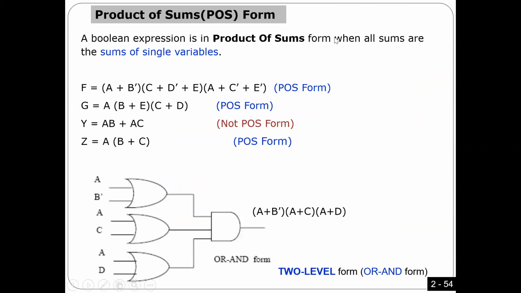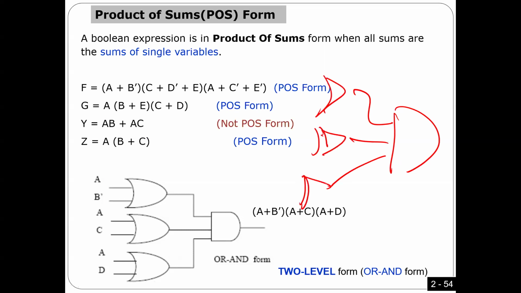Same thing here. If I put the function in this format, every term has or. It doesn't have any and inside every term. So this one has or, this one has or, this one has or. And they are connected together using and. So if I implement this one, we have only one and, and every term here has multiple ors to implement. So if it is in this format, we call it product of sum. Yeah, because this is sum, and then a product is together.